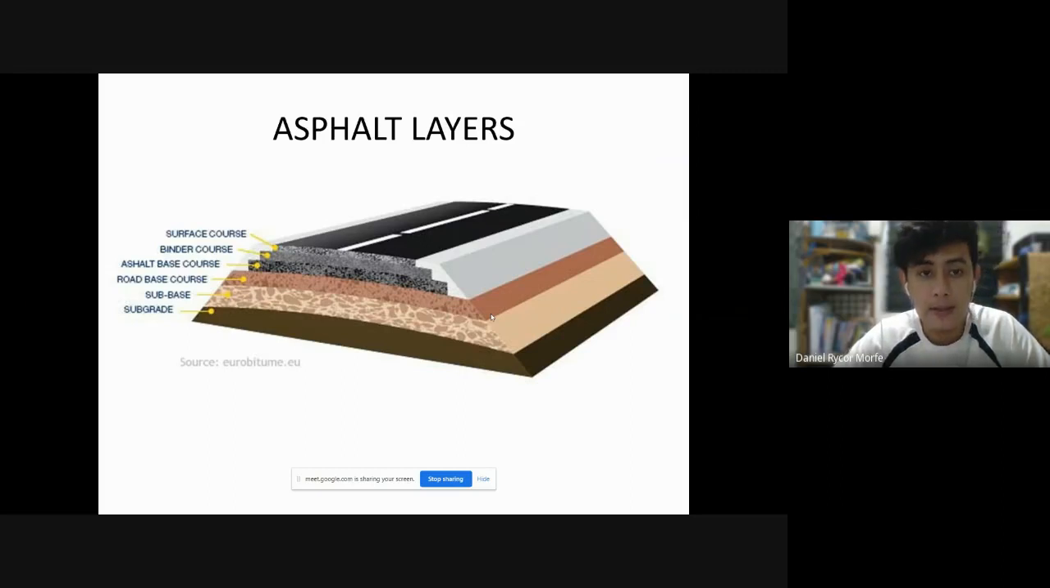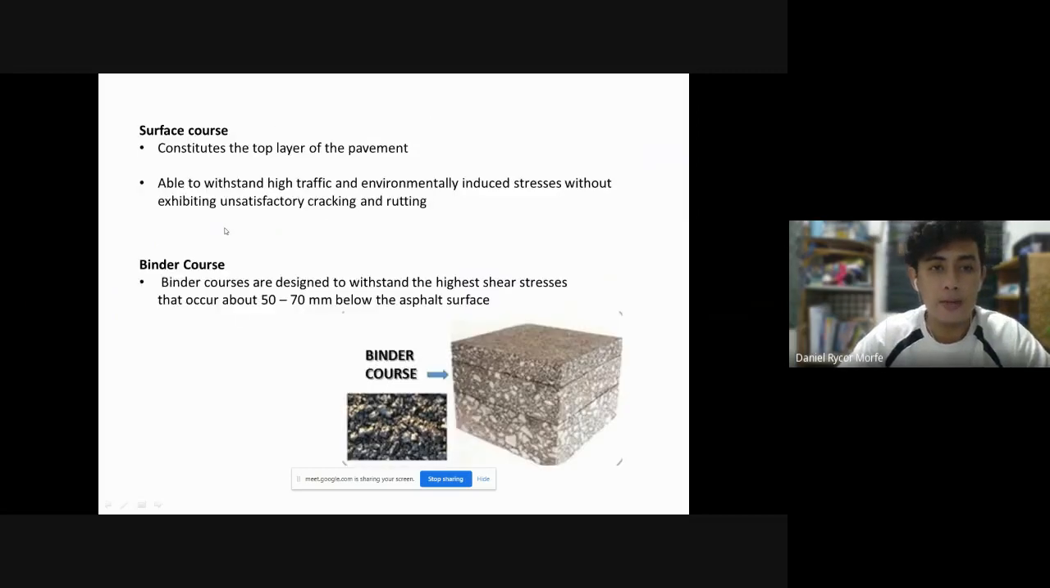Next is asphalt layers. This is the surface course, binder course, asphalt base course, road base course, and sub base, and the subgrade. First is surface course. It is the top layer of the pavement. Dapat kusga na siya to withstand high traffic and environmentally induced stress without exhibiting cracking and rotting, kay smooth rabado ng asphalt. Also, next is kanang binder course.